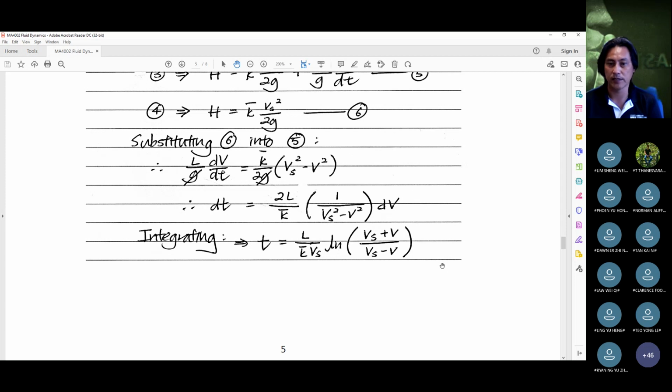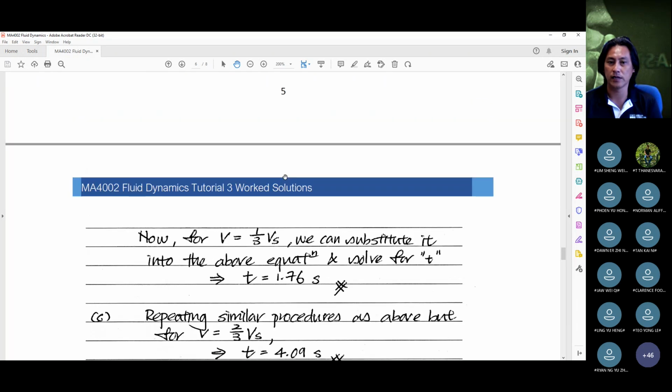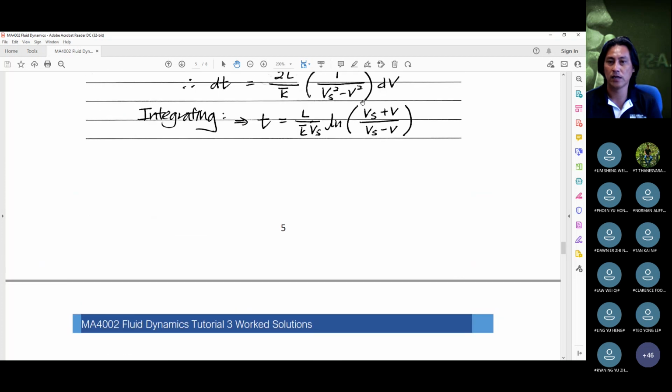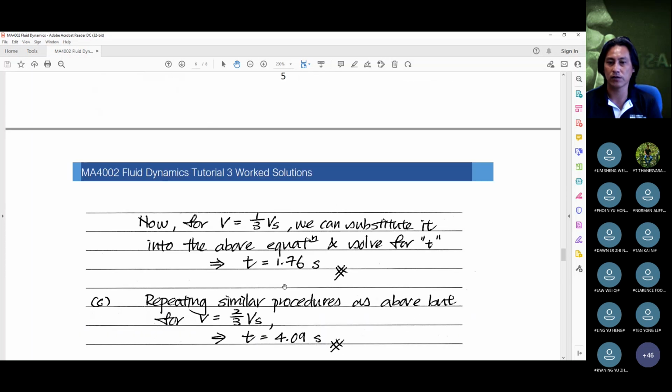In this case, it's 1/3, isn't it? Since we want to find the time t required when the velocity in the pipe is 1/3 of the steady state velocity, that means V equals 1/3 Vs. You can substitute this into here, and you realize that Vs will be cancelled, and you can take the natural log quite easily. Surely you know what Vs is, surely you can calculate K bar, and surely you know what L is. So plug in all these, and t can be worked out to be 1.76 seconds.